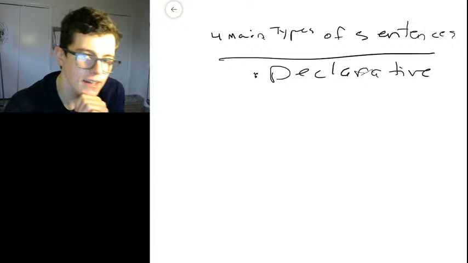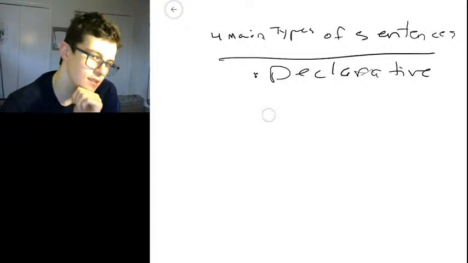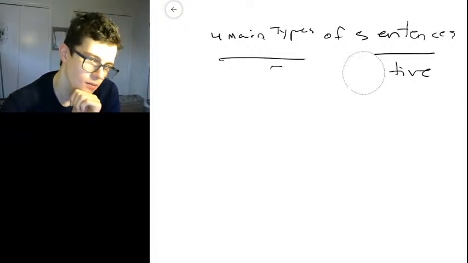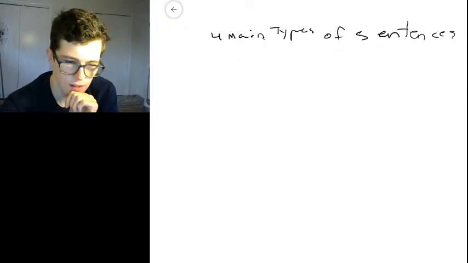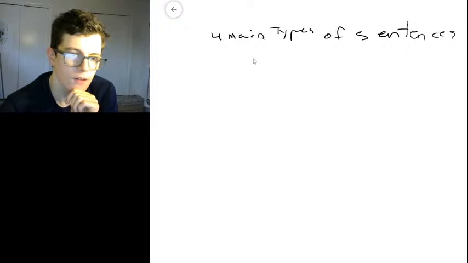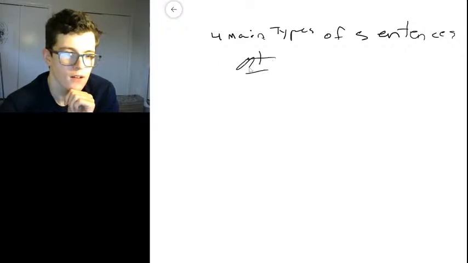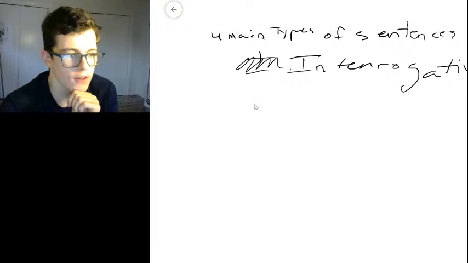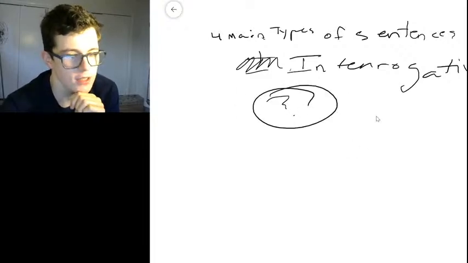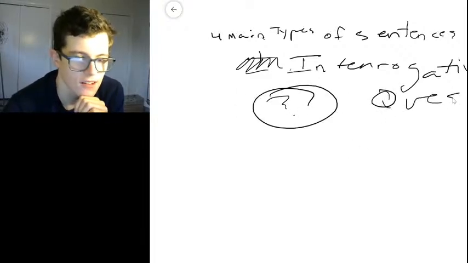So moving on to our next type of sentence. We're going to move on to an interrogative sentence. These often have a question mark at the end and ask a question, so think of these as your question sentences.